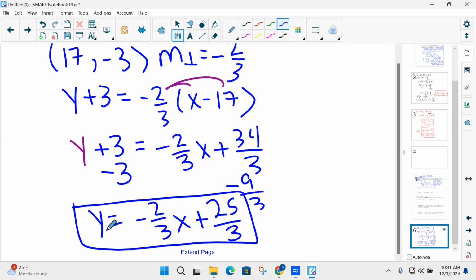It's just slope-intercept form. That's the equation of the perpendicular line that passes through (17, negative 3) and is perpendicular to the line that they gave us. So you would follow those same steps for number 8.